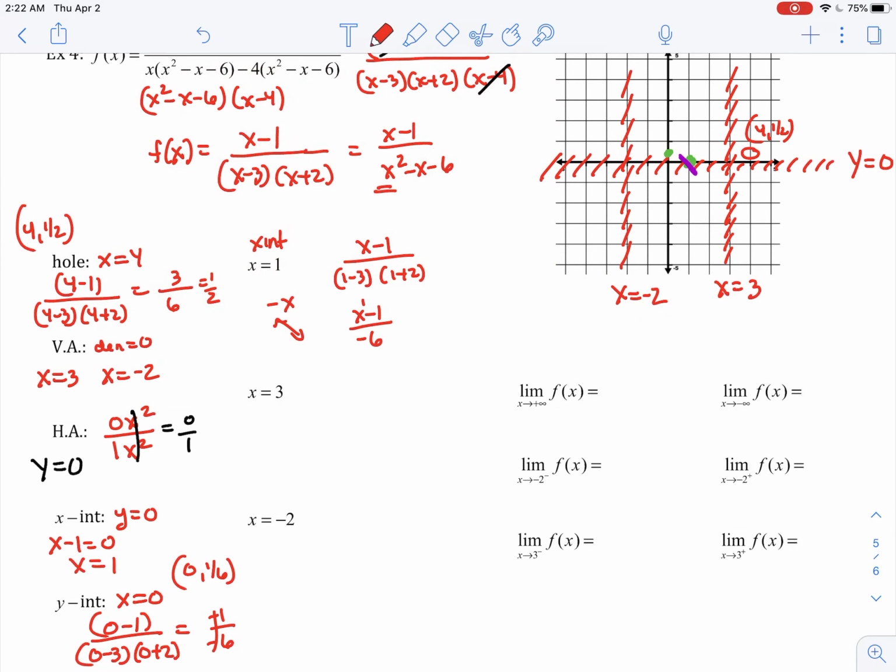At x equal to 3, which was one of our vertical asymptotes, we're going to leave the factor of x minus 3 in the denominator. We're going to leave that alone because that's where the 3 came from. We're going to plug that value of 3 into the other x's, those non-zero terms.